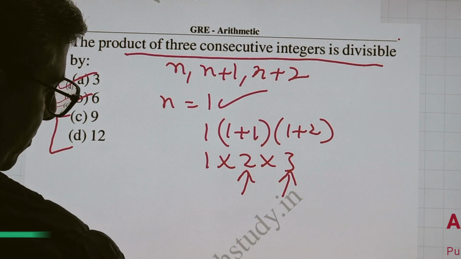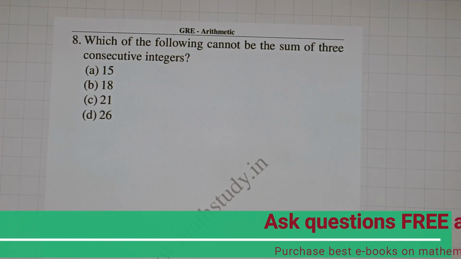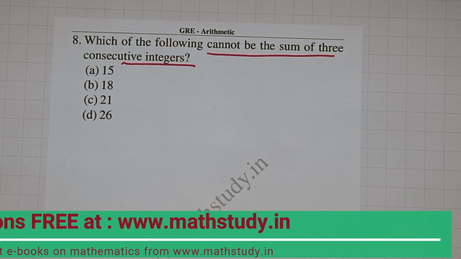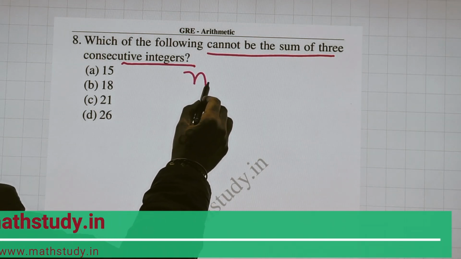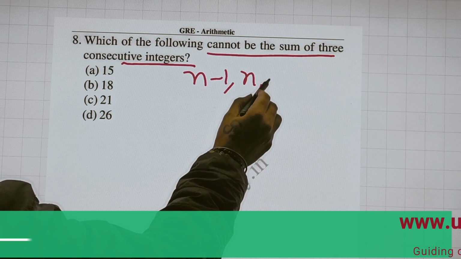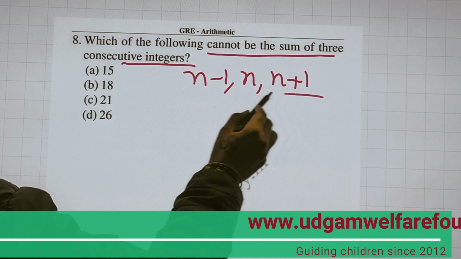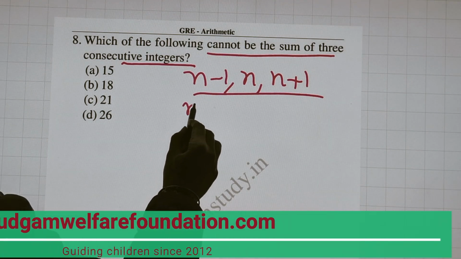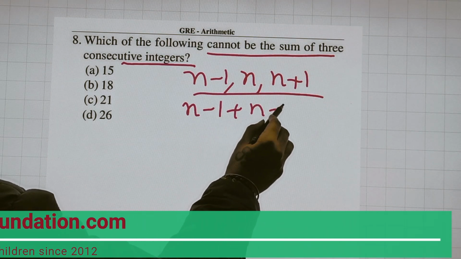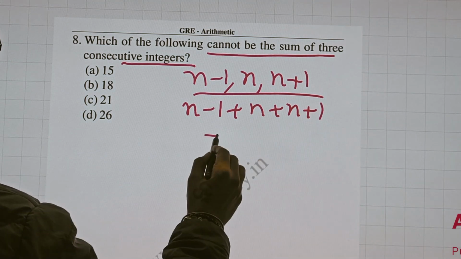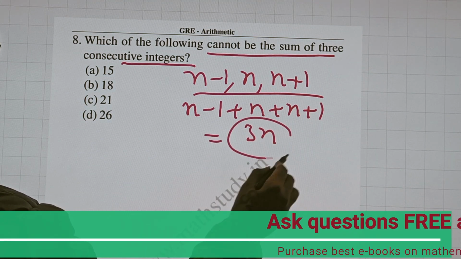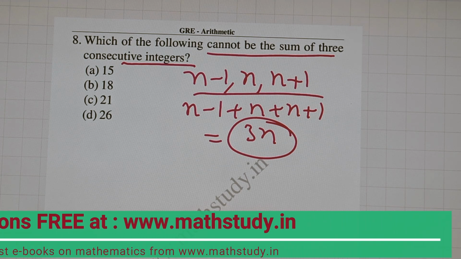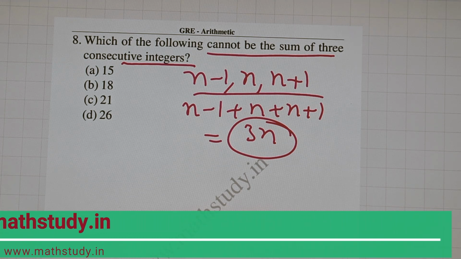Now let's move towards our next question here. Now this question is: which of the following cannot be the sum of 3 consecutive integers? Here we have n minus 1, let us say n, then n plus 1. These are the 3 consecutive integers we have. So if we add these consecutive integers, what we are going to get is 3n only. That means any number which is a multiple of 3 will be the sum of 3 consecutive integers here.